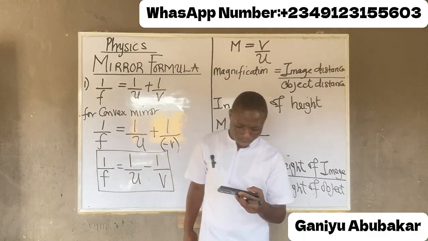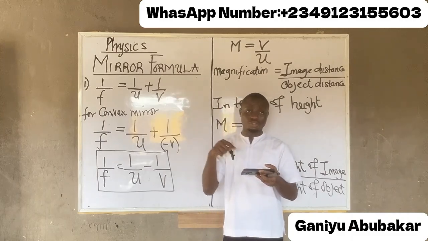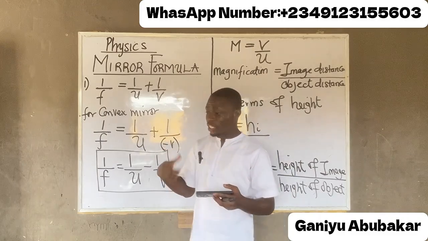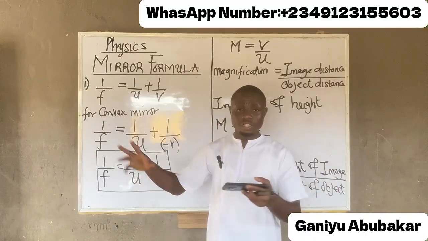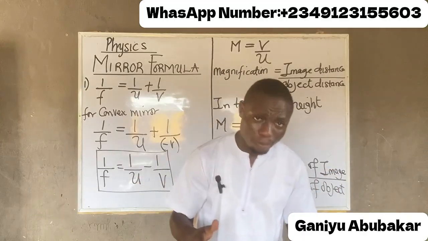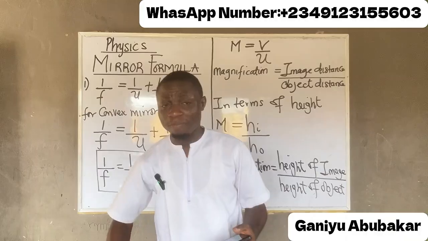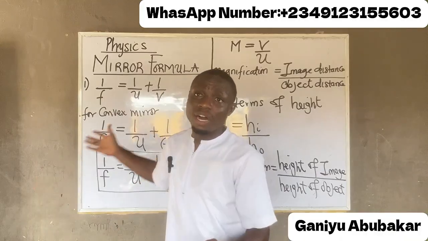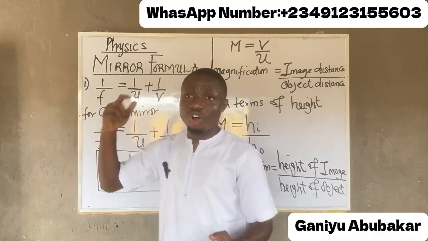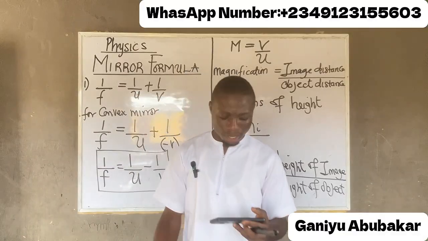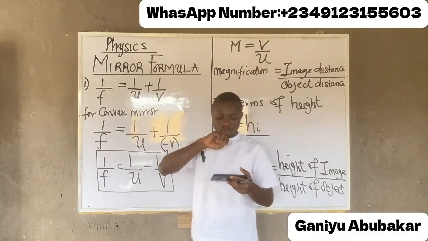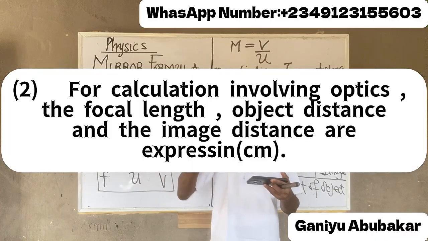Number two. This is one I was trying to show you guys before. I was telling you that something is in centimeters, another in millimeters. If you check past questions properly, and study past questions most times, you will see that for mirror formula and optics concepts, they usually use cm for their unit. So put this down. Number two, for calculations involving optics.